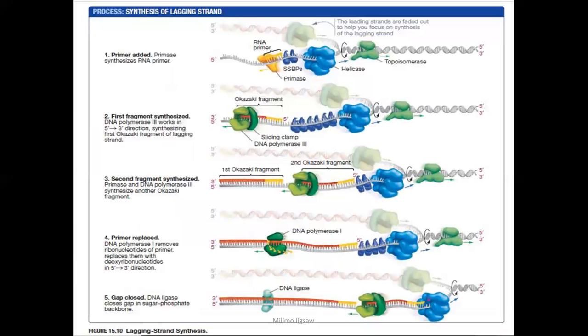Then we have the synthesis of the lagging strand. So remember, the lagging strand synthesis needs multiple primers. So for example, we have one primer here. We have the single binding proteins. We've explained what they do. Helicase, we have topoisomerase doing their functions.